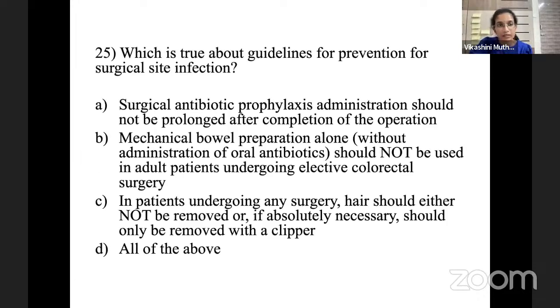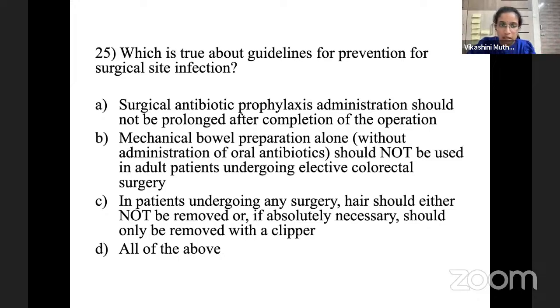Now coming to the final question, which is true about guidelines for prevention of surgical site infection? Which of the following is true regarding the guidelines for preventing SSI? So the first option is that surgical antibiotic prophylaxis administration need not be prolonged after completion of the operation. And the second option is mechanical bowel preparation alone, that is without oral antibiotics, should not be given in adult patients who undergo elective colorectal surgery. So only mechanical bowel preparation should not be given. So that is statement B.